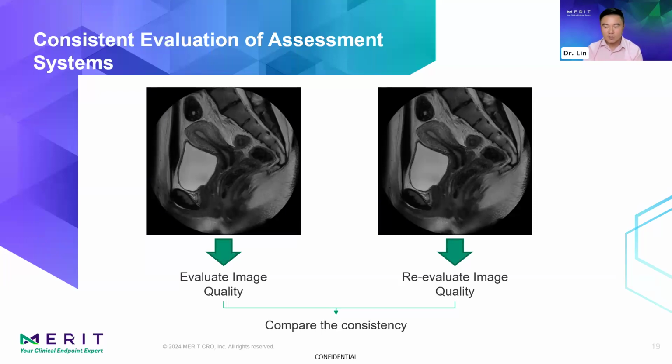And in such studies, if we are presenting this literature to editors, they will also pay close attention to whether an evaluation system consistency assessment has been conducted. So one approach we can employ is to have the same reader use the same evaluation criteria to evaluate the same images and then compare the consistency before and after the evaluations.